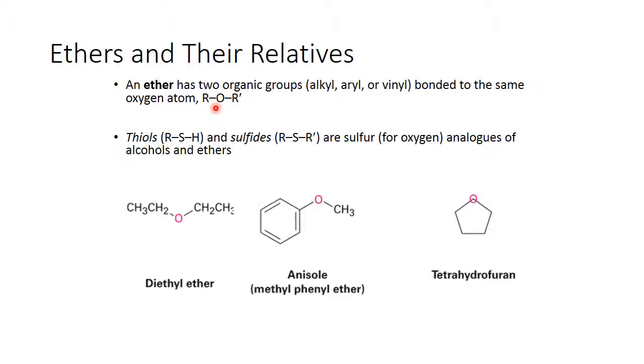Just like alcohols have a carbon attached on one side and a hydrogen on the other side, the hydrogen is gone in the ether and you have a carbon chain. It can be any kind of carbon chain. It can be alkyl, aryl, meaning aromatic, or vinyl, meaning a double bond. And both of these two groups are bound to the same oxygen atom, so that oxygen has two carbons and two non-bonding pairs.